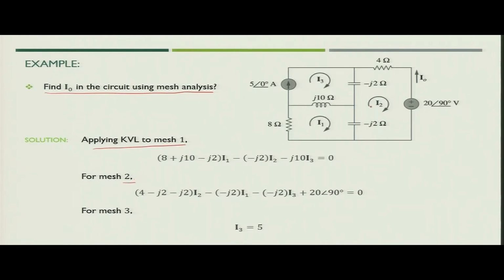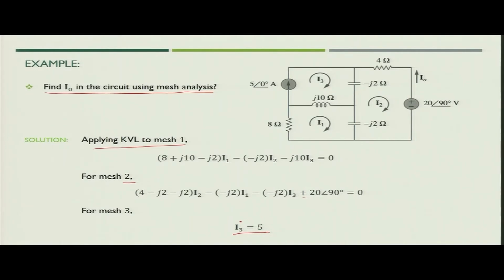Similarly, for mesh 2 you can write the equation as (4 minus j2) into I2, minus of (minus j2) into I1, and then minus of (minus j2) into I3 for this element, plus the voltage source, because we are going from positive to negative. So, the voltage source will become plus 20 angle 90 degree. And for loop 3, I3 is simple, because the angle is 0, so you will simply write I3 is equal to 5.